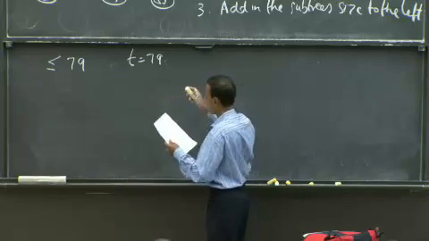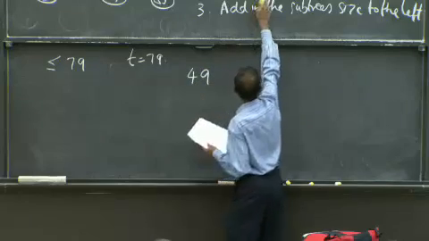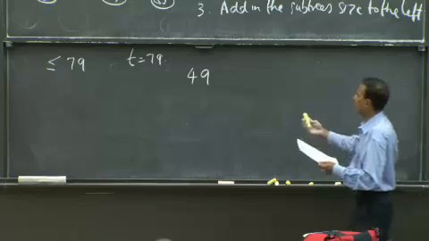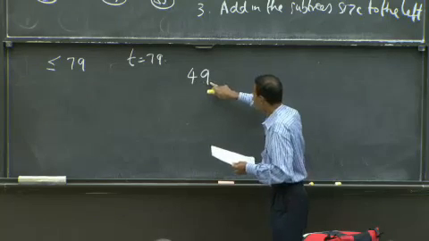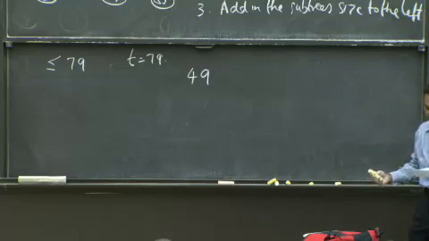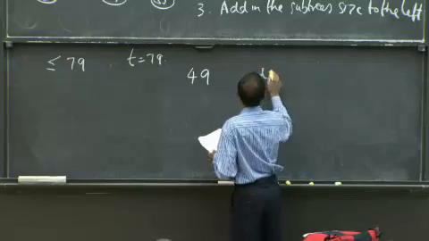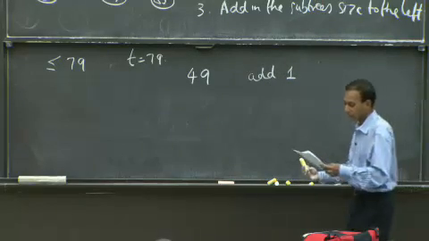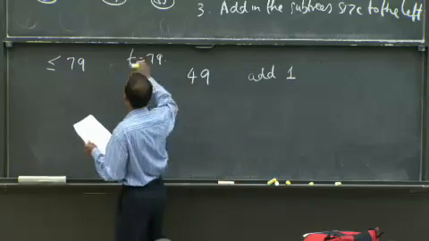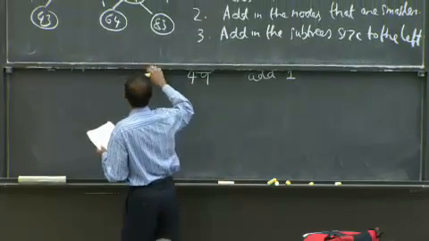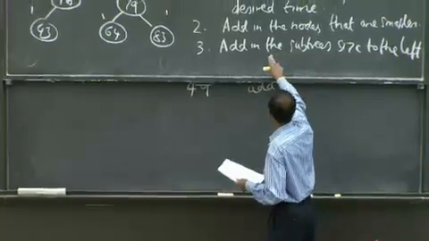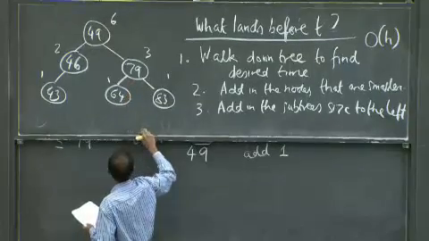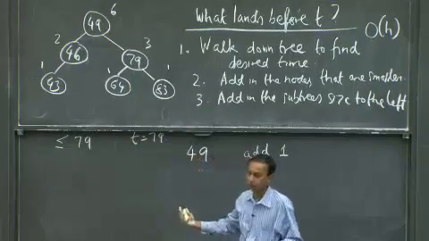So I'm going to walk down. I'm going to look at 49. 49 is clearly less than 79, so I'm going to add 1. And that's this check over here. I move on, and what I need to do now is move to the right, because 79 is greater than 49. That's how my search would work.